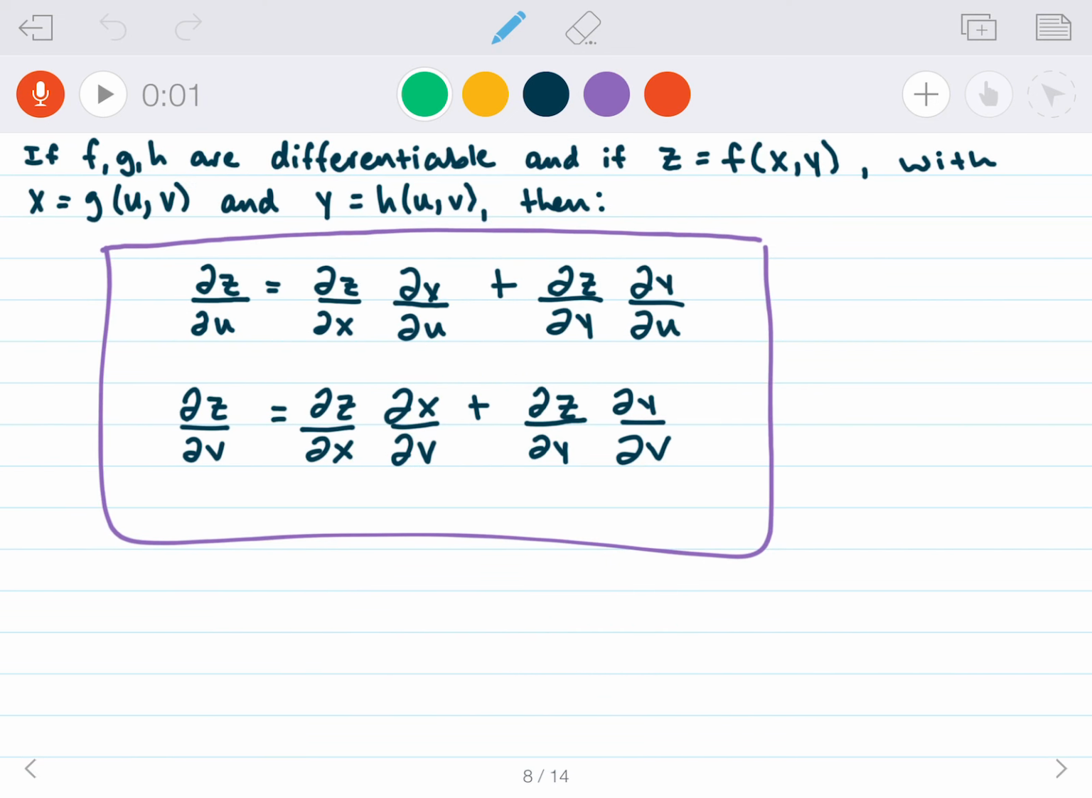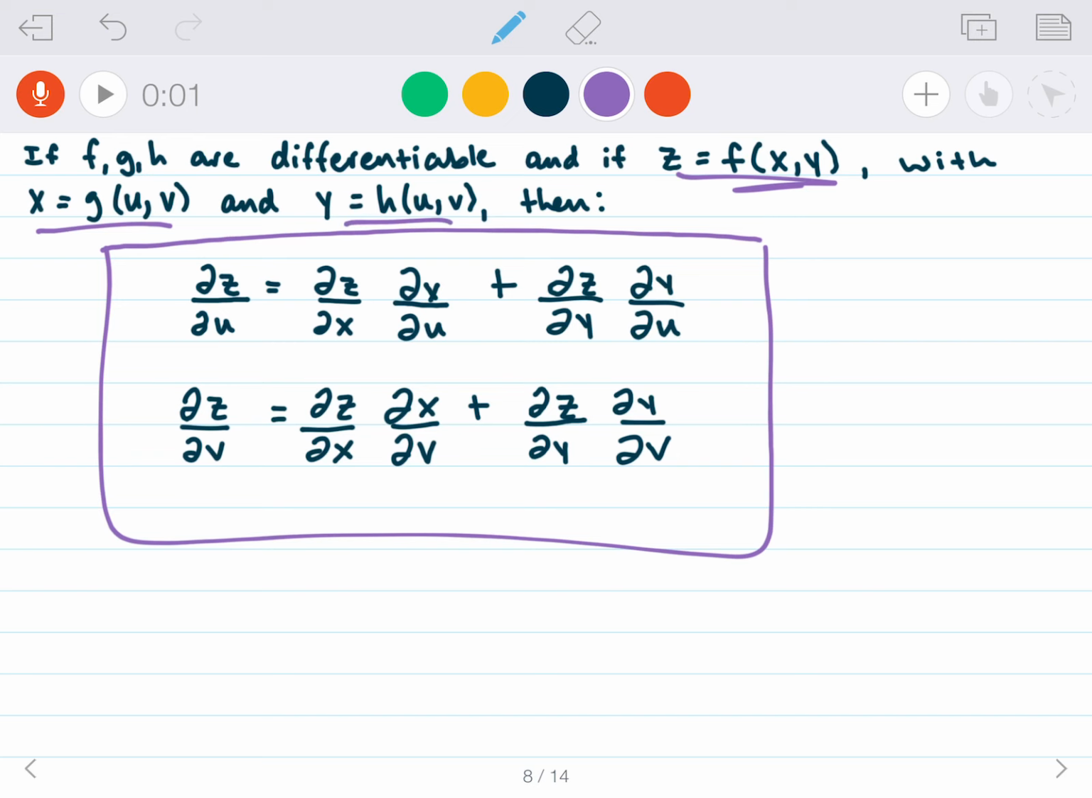Okay, so if f, g, and h are differentiable, and if z is a function of x and y, with x a function of u and v, and y a function of u and v, then the following holds. So this is a little bit different from the first case, right? Because with the first case, we did have z depending on x and y, just like this. But remember, we only had x and y depending on t.